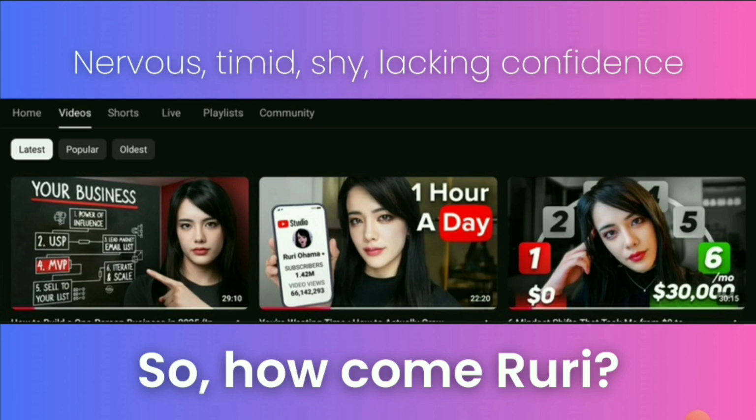But if we say we help people overcome nervousness, it's not so strong. Help people overcome timidity, it's not so strong. What we're looking for is something that is strong, something that is fundamental, something that is very, very solid.